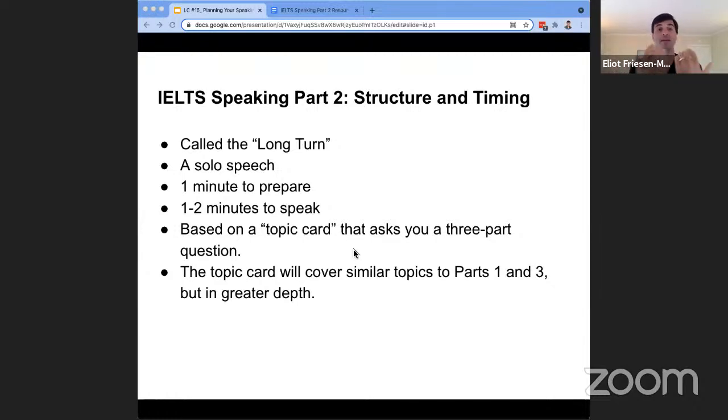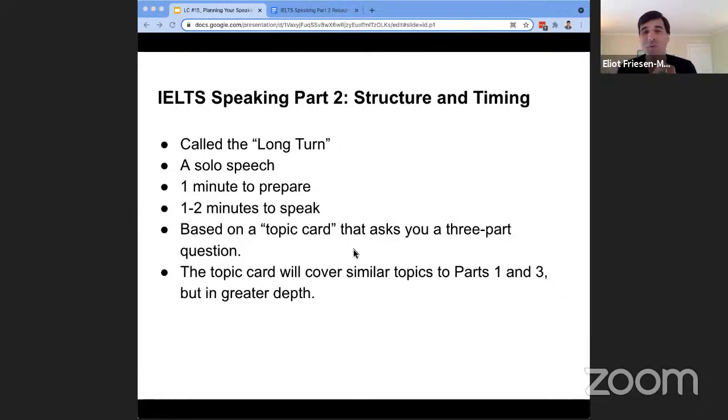And the topics on the topic card that you have to talk about will be similar to the kinds of things you have to discuss on parts 1 and 3 of the test. So it's nothing wildly different. It's similar kinds of topics, but the way you have to answer is so different compared to the other parts of the test, all right? So why focus on this? Why are we going to spend 1 hour and 15 minutes on this topic?